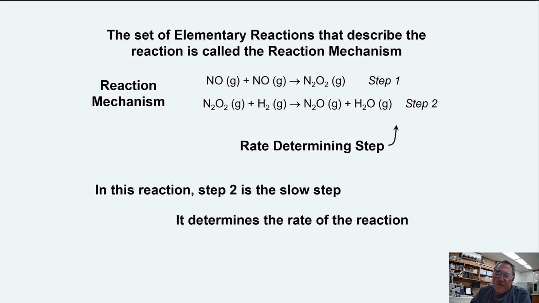So this is that same reaction sort of summarized. I have a reaction that's broken up into elementary steps.